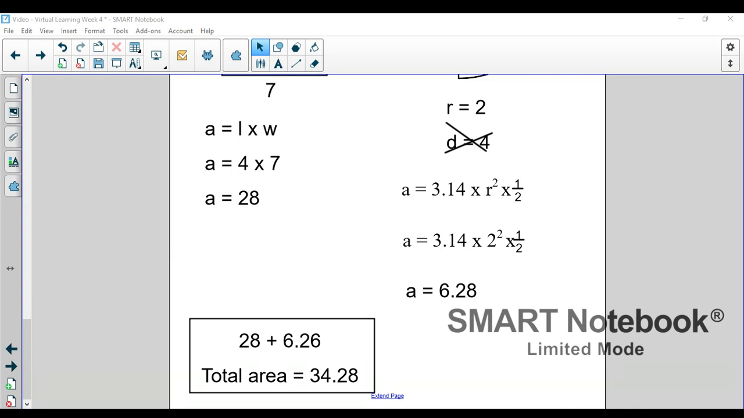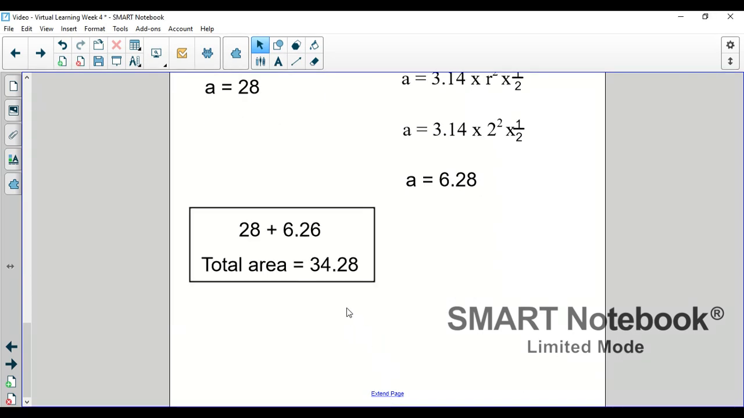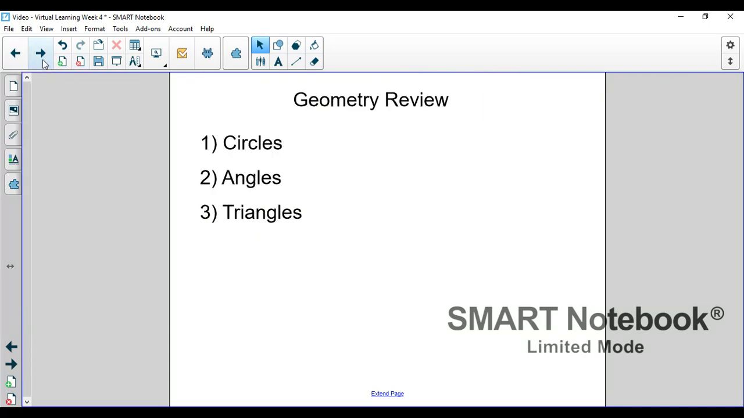And I would find out that I have a total area of approximately 34.28. Again, decimals may vary depending on the calculator. All right, today's review is going to be 3 main topics. We're going to do some circle work, some angle work, and some triangle work.